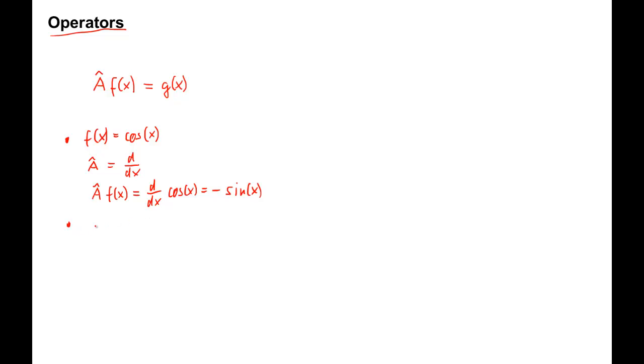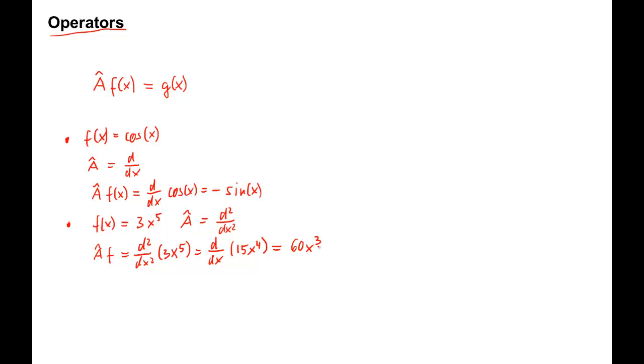Another example. Take f of x equal 3 times x to the fifth, and the operator a being the second derivative this time, d dx squared. A operating on f will be d squared dx squared operating on 3x to the fifth. And if we take one derivative at a time, we get d dx of 15x to the fourth, and that is equal to 60 times x to the third. This is the basic mechanism of how operators work.